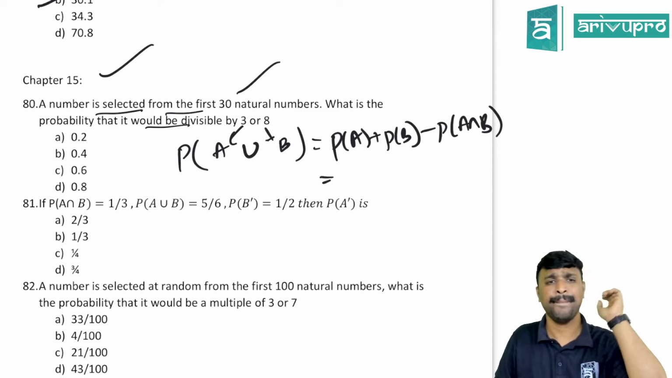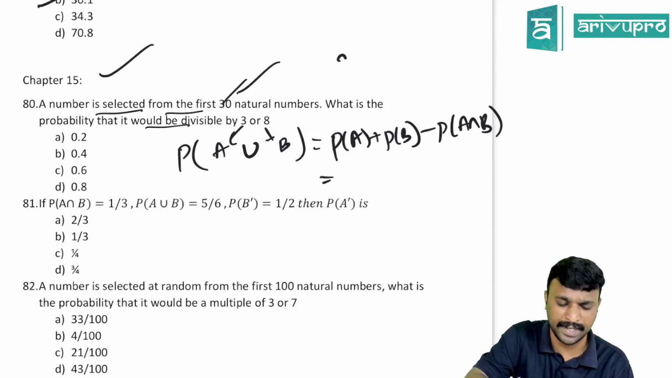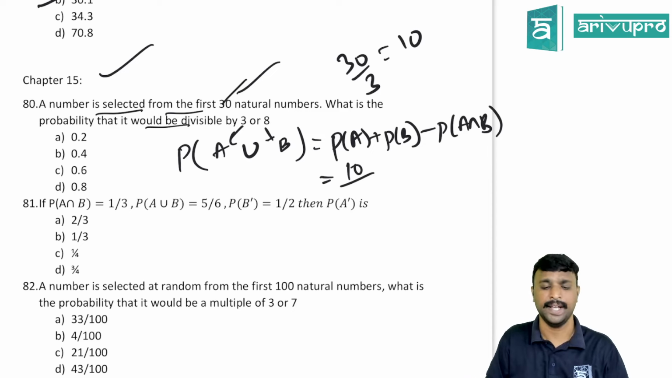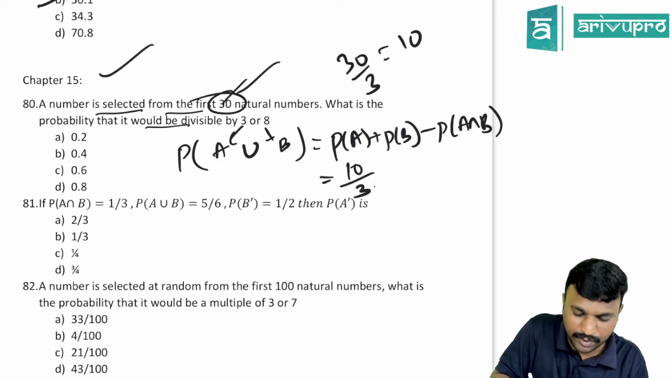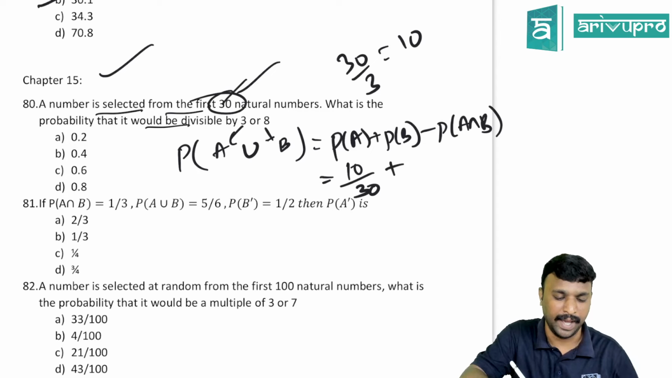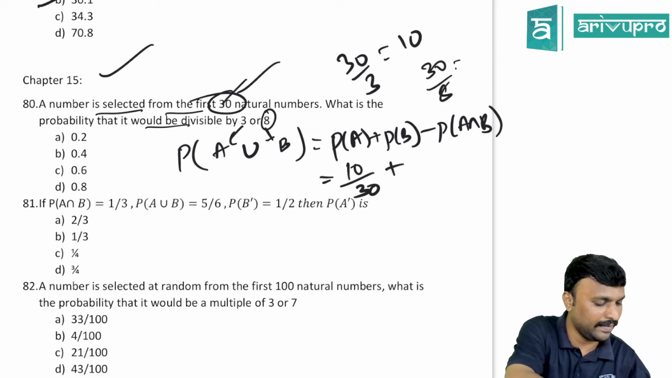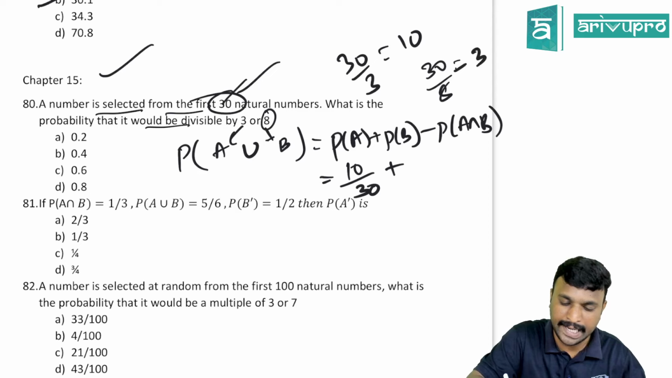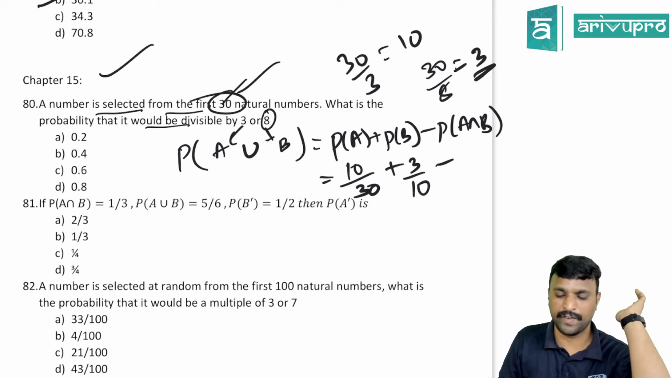Guys, P of A means the number of numbers divisible by 3 from 30. 30 by 3 you get 10. There are 10 numbers divisible by 3. So 10 out of, what is n of S? 30 natural numbers, right? So 10 by 30 plus P of B. B is basically divisible by 8. So 30 divided by 8, you get 3.75, but you should take only the integral part, which is 3. So 3 by 30 minus P of A intersection B.